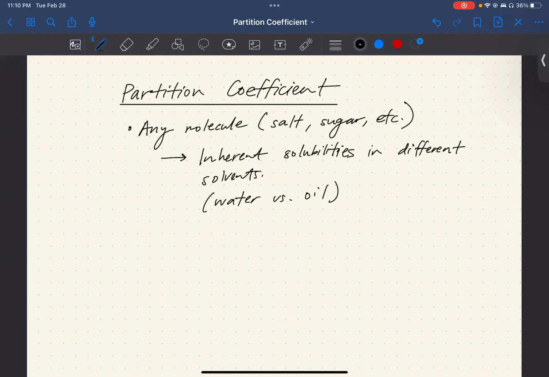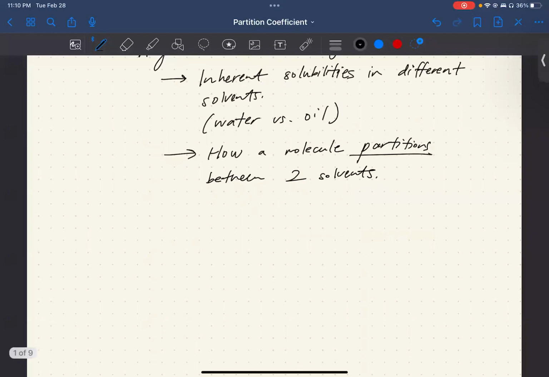And this is where the partition coefficient comes in. When we have two different solvents, the partition coefficient tells us how a molecule, such as our salt or sugar, any molecule, partitions itself between the two solvents. And this is also at equilibrium. That's the key part. So what does it mean at equilibrium, that a molecule partitions itself?